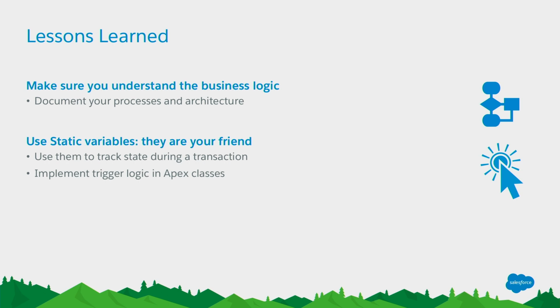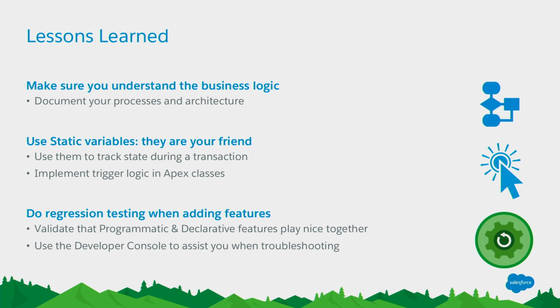The second thing is use static variables. They are your friends. You can use them to track state during a transaction, since the value is preserved during the whole transaction. And in order to do so in a trigger, make sure that you implement your trigger logic in Apex classes, because you cannot create attributes in a trigger, but you can in an Apex class. And also make sure to do regression testing whenever you add new features, so that helps you validate that programmatic and declarative features are playing nice together. And also, you can use a developer console to assist you to troubleshoot these kind of problems.